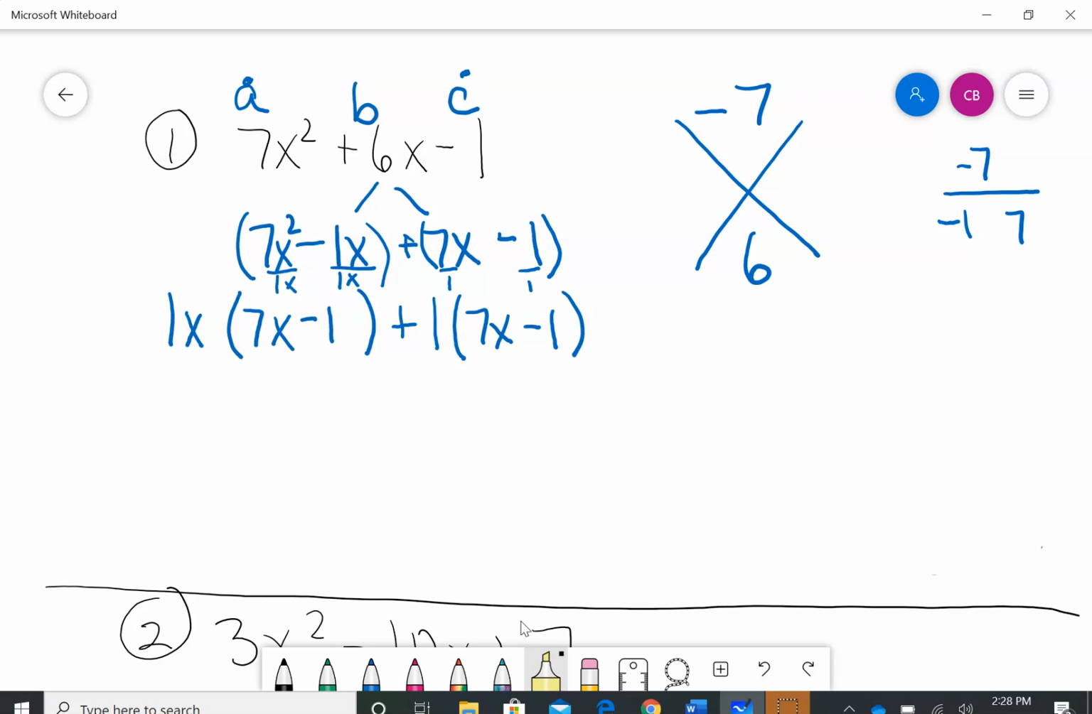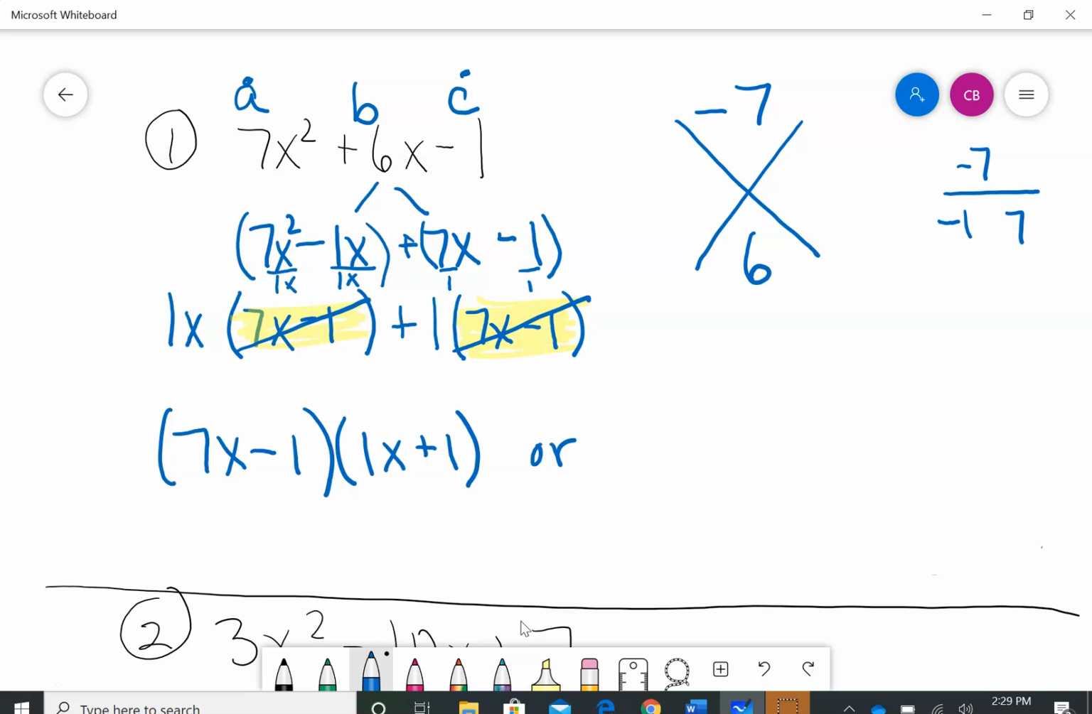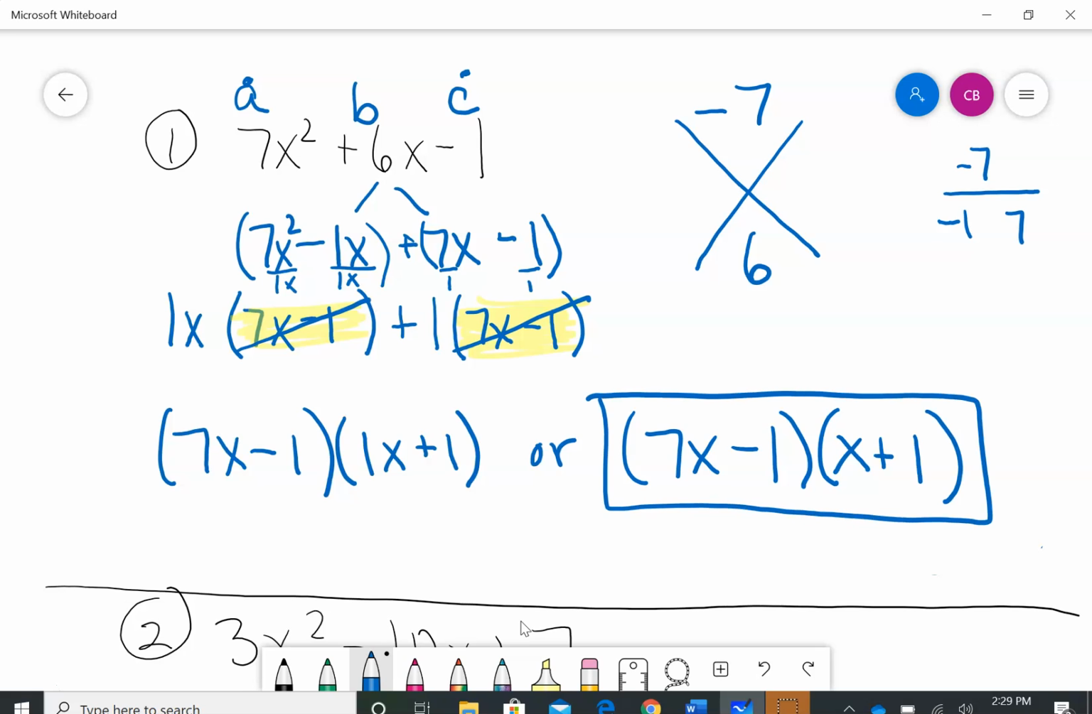Okay? Now, looking at my groups, these two groups have the same exact quantity. So that means that in itself is a GCF. So 7x minus 1 is a common factor. Once I use them, I like to cross it out so I know I've used it. And my remaining factor is 1x plus 1. A lot of times we don't write the coefficient of 1, so this is probably the best way to answer this.